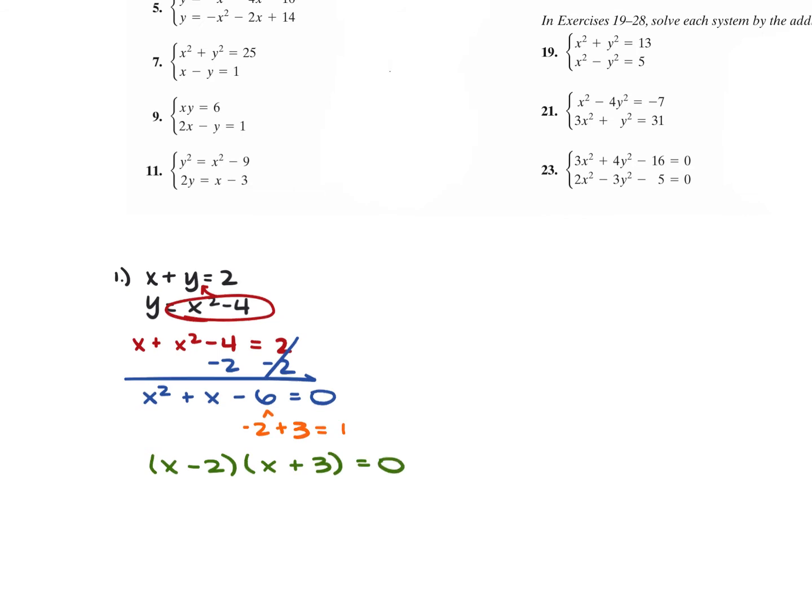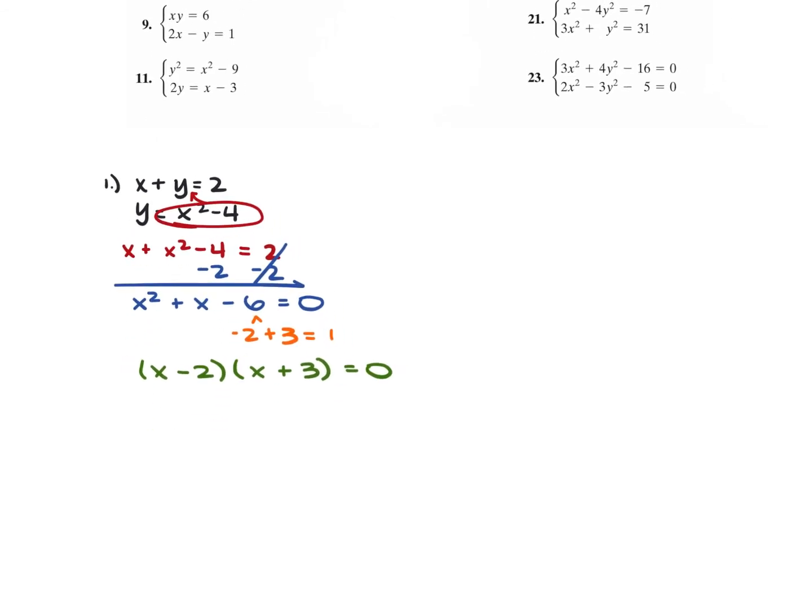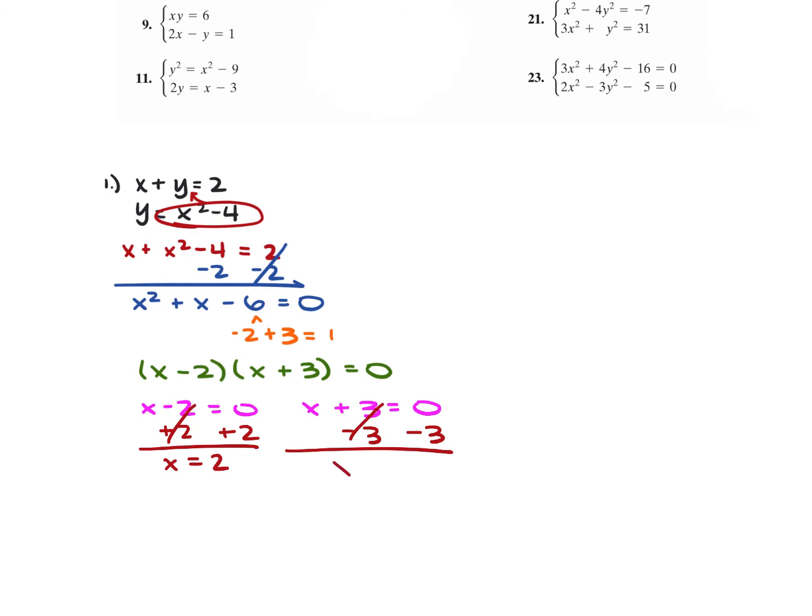Now that we're factored, we're going to set each part equal to 0. So we're going to have x minus 2 is equal to 0 and x plus 3 is equal to 0. Solve for x for both of these. Add your 2 to each side. You get that x is equal to 2. Subtract your 3 from each side. You have that x is equal to negative 3.